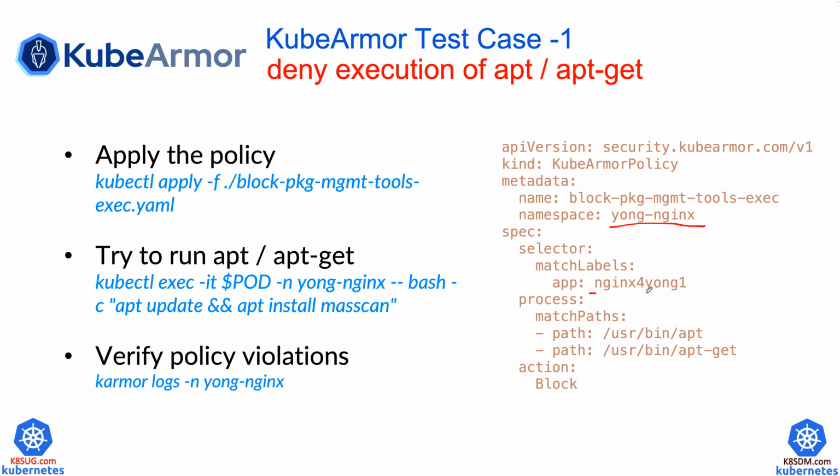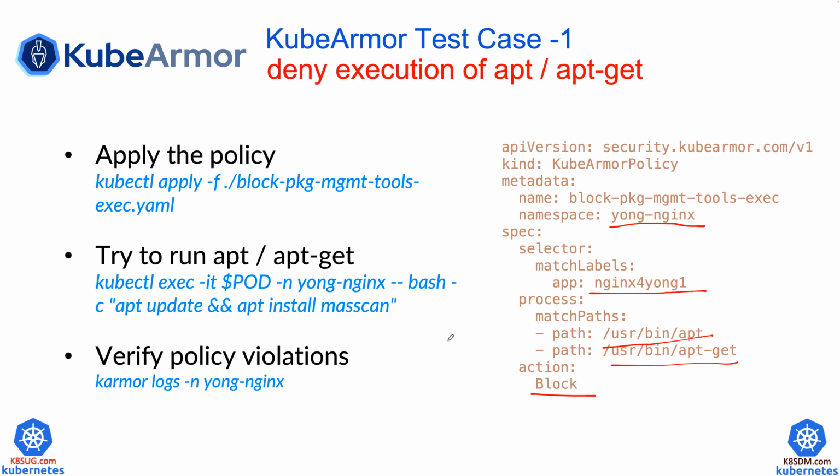So it will apply to this particular application. And what's the process here? We do have the apt command, apt-get command. So what action? We're going to block this action. So let me come back to the Cloud Shell.